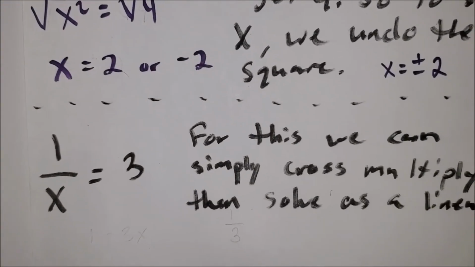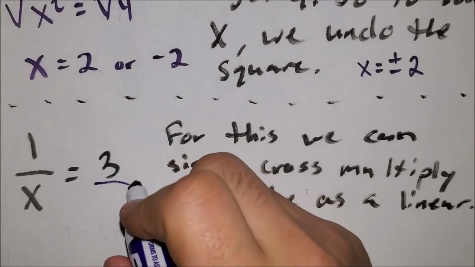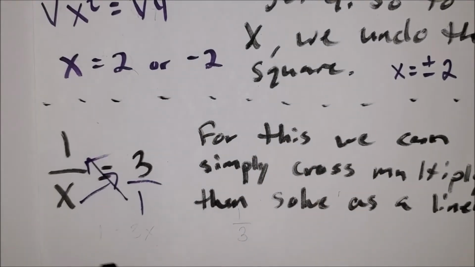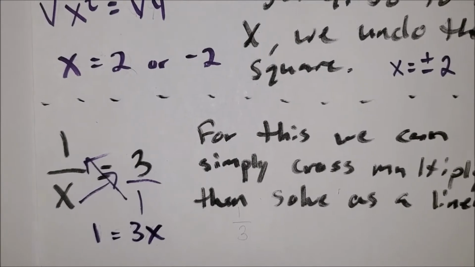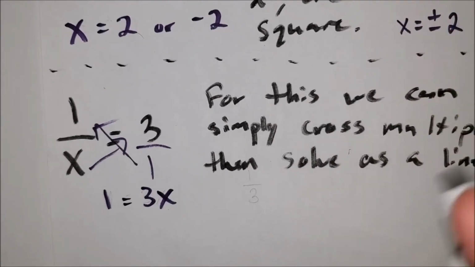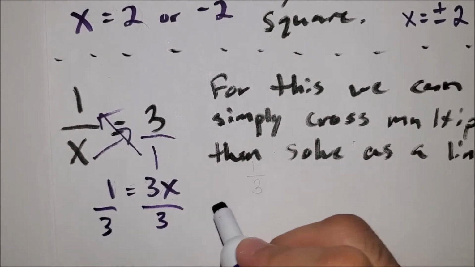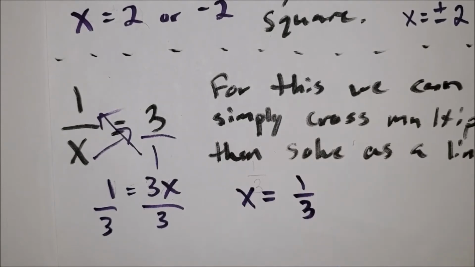So let's look at this one. We have 1 over x equals 3. For this, we're going to pretty much cross multiply in a way. You can consider it like this. We cross multiply, and we're going to get 1 times 1 equals 3x. Then we just solve this as a linear equation. All we got to do at this point is divide both sides by 3, and we get x equals 1/3. And that's how we solve those.